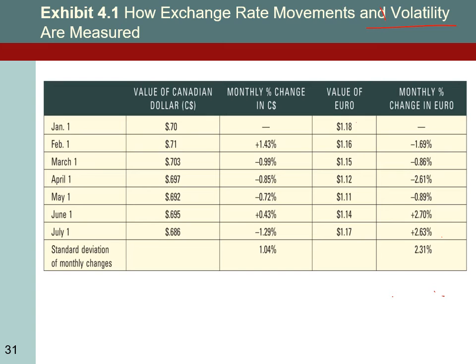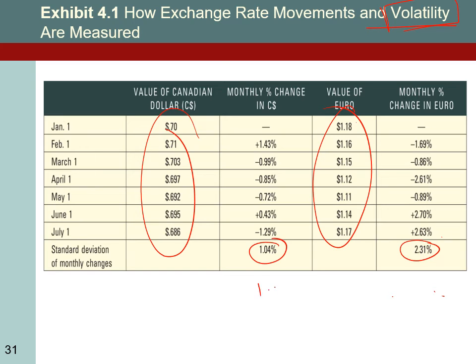So then what is volatility? Volatility is the risk of how much the currency can change, right? If you want to find out the volatility, this is the standard deviation. The standard deviation of all these items is called risk. So the standard deviation of the Canadian dollar is 1.04%.